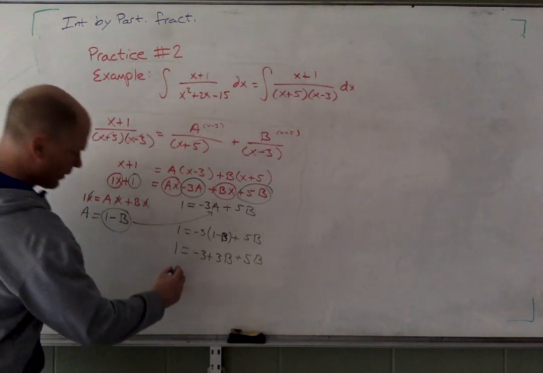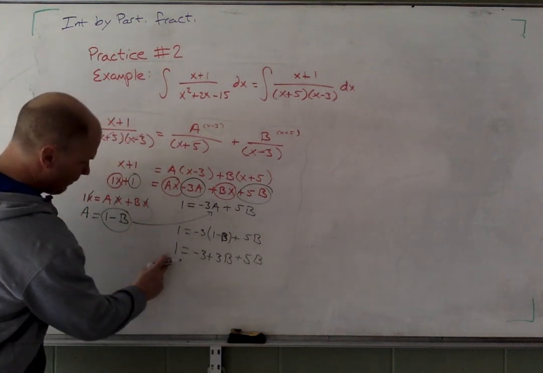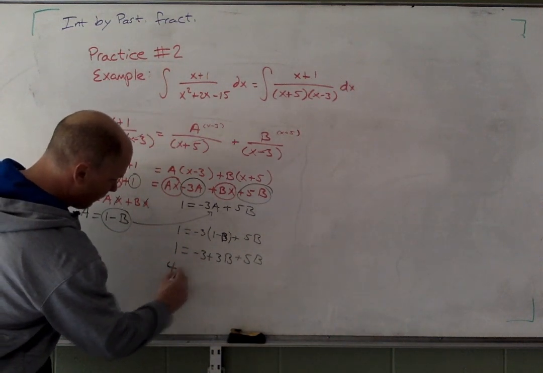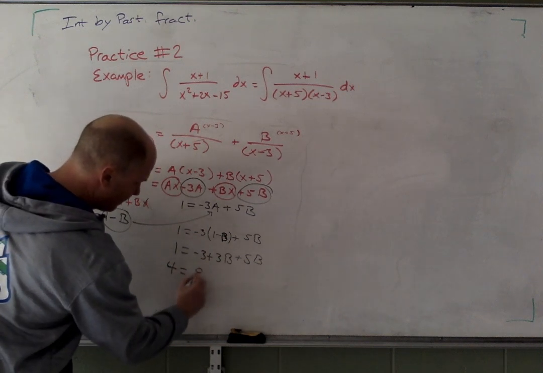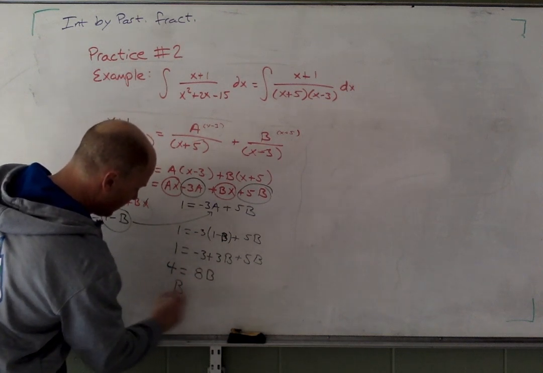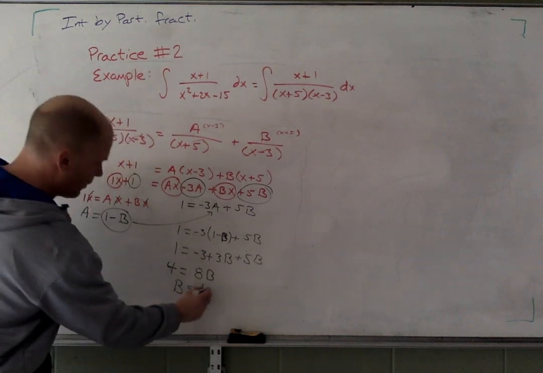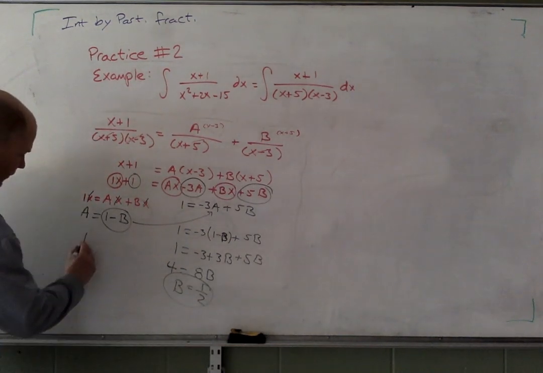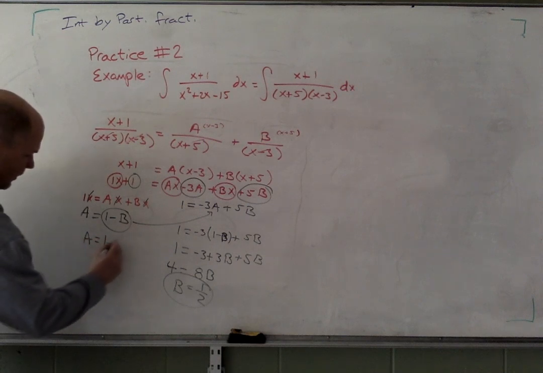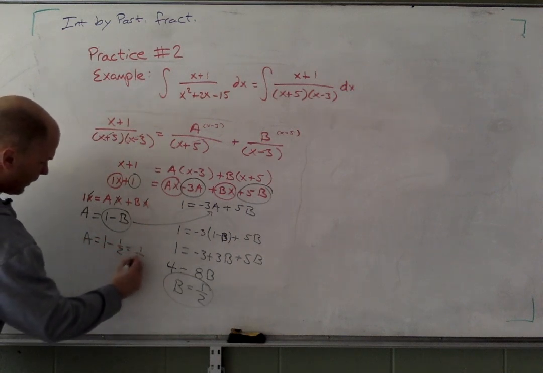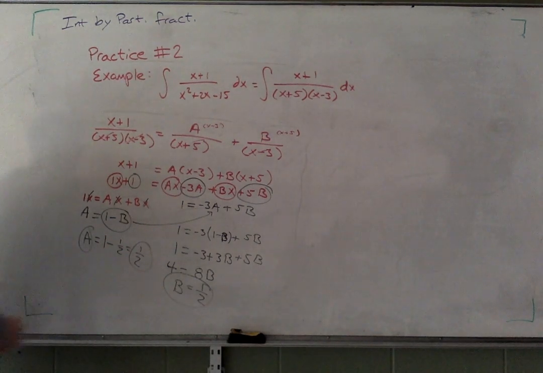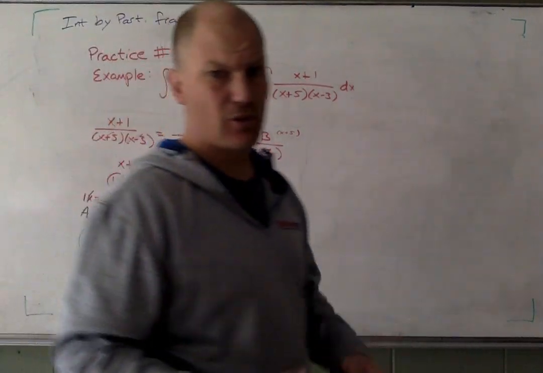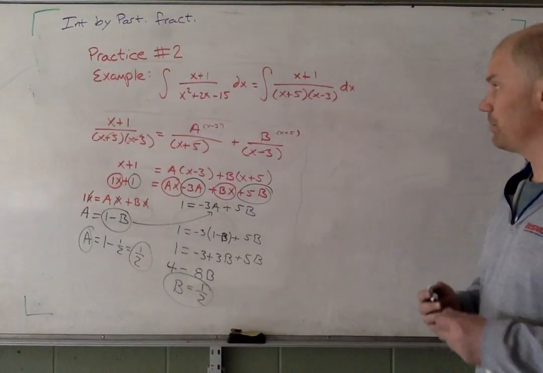And then I'm going to add 3 to both sides, so I'm going to get 4 equals 8b, or b is 1/2. And so if b is 1/2, well that actually in this case makes a equal 1 minus 1/2 equals 1/2. So a and b, it's just a coincidence. A and b happen to both be 1/2.